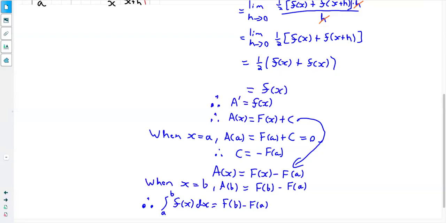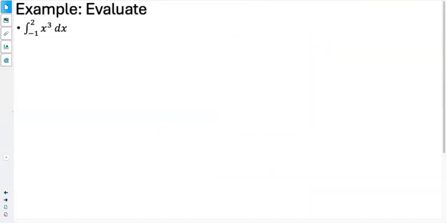Okay, so we'll utilize this to help us solve some integrals. So for example, we want to evaluate the integral from -1 to 2 of x cubed. So our integral of this would just be 1/4 x to the 4. And then what we tend to do is just put square brackets around. And then we'd put -1 here and 2 here.